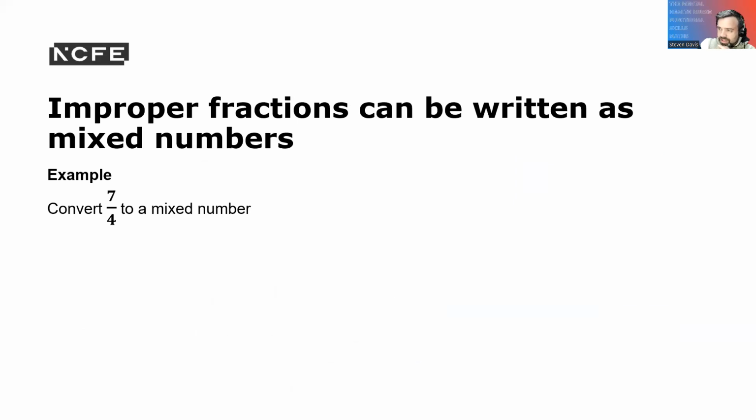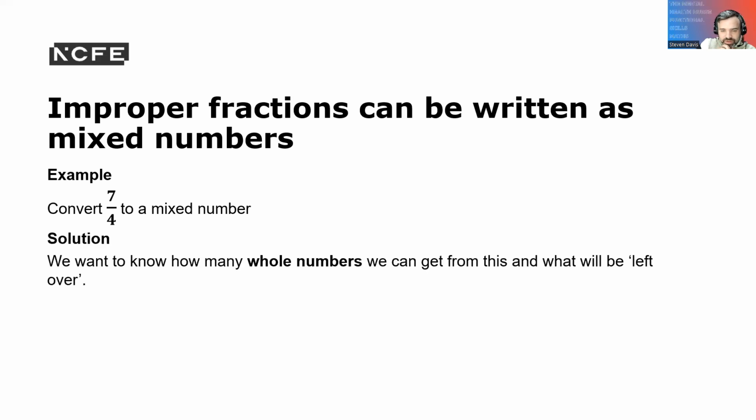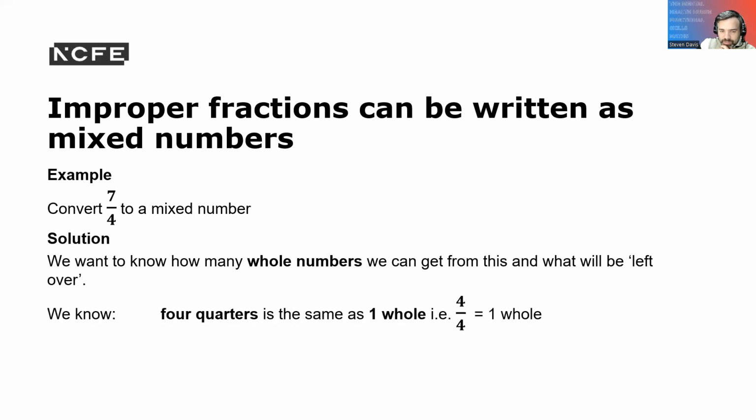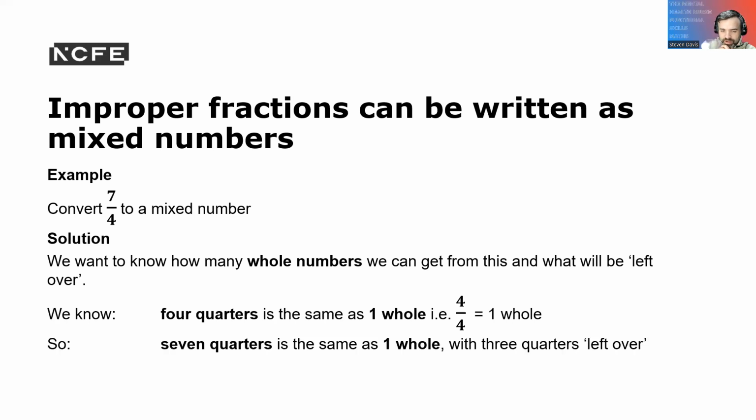Improper fractions can be written as mixed numbers. Convert 7/4 to a mixed number. Solution: we want to know how many whole numbers we can get from this and what we will be left over. We know that 4/4 is the same as 1 whole, so 7/4 is the same as 1 whole with 3/4 left over.